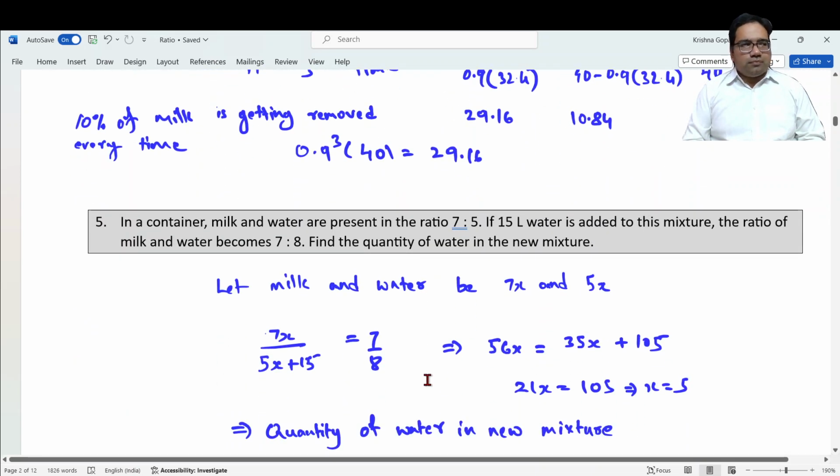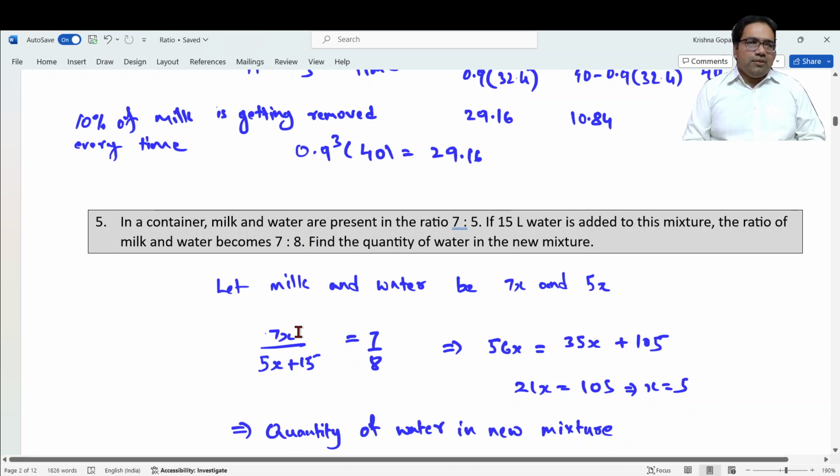Now, in a container, milk and water are present in the ratio of 7 is to 5. If 15 liters of water is added to this mixture, the ratio of milk and water becomes 7 is to 8. Find the quantity of water in the new mixture. 7 is to 5 is milk and water. What we will assume? Milk will be 7x, because 7 is to 5, let's assume some constant x. Okay, that means quantity of milk is 7x liters and quantity of water is 5x liters, let's assume.